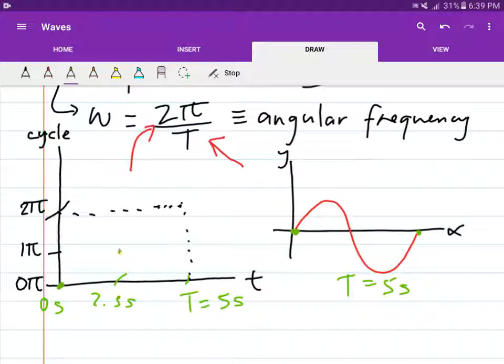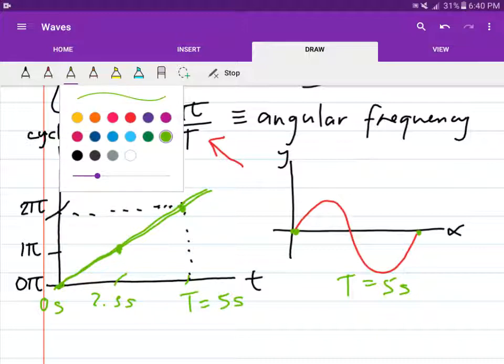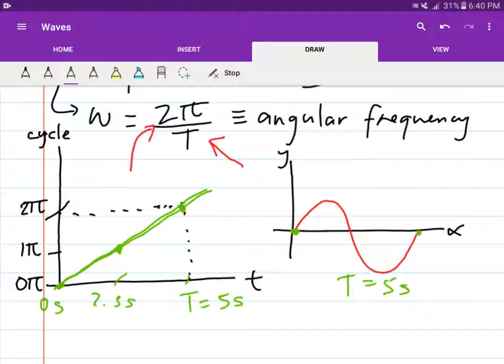So if we trace this graph, it will become a line. So what this angular frequency tells us is simply the slope of this line. So it tells you how many cycles you have per one unit of period.